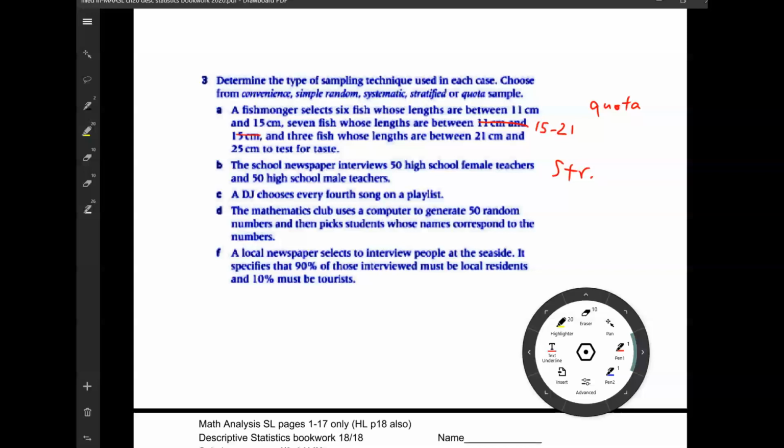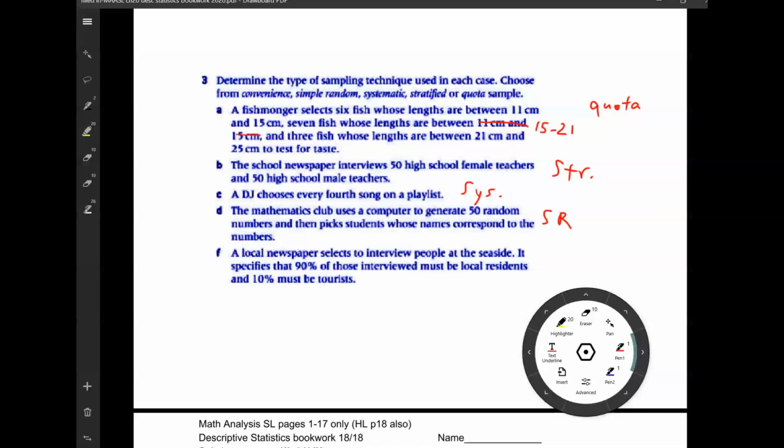C, a DJ chooses every 4th song on a playlist. That sounds like systematic because you create a procedure. The mathematics club uses a computer to generate 50 random numbers and then picks students whose names correspond to the numbers. This is simple random. It might sound like systematic because they're making a procedure, but this procedure basically is a random selection that the computer is doing instead of you doing it.